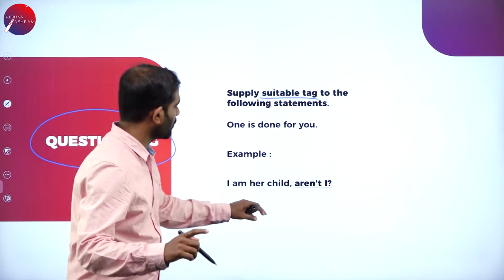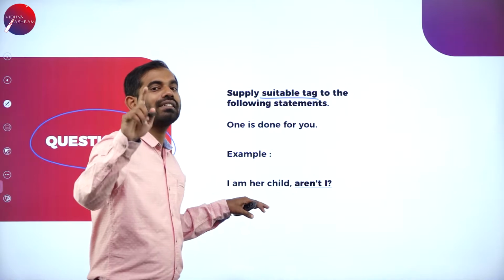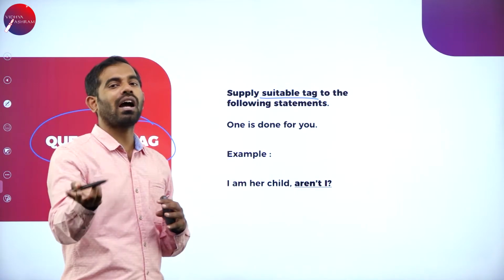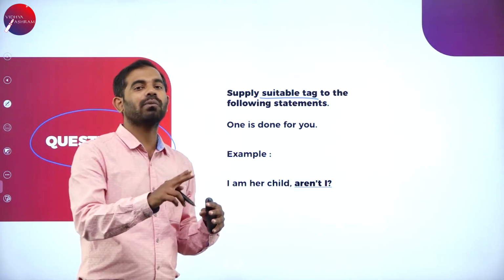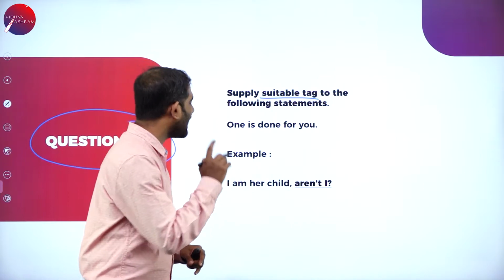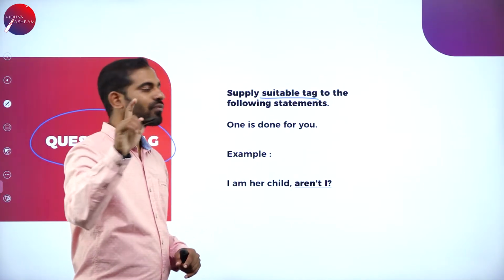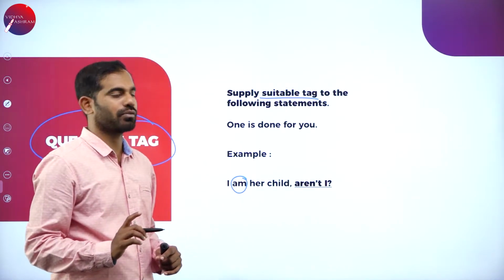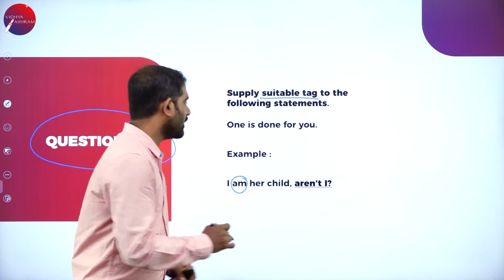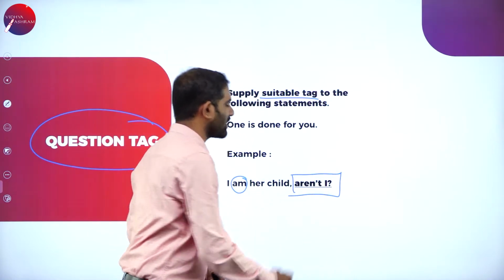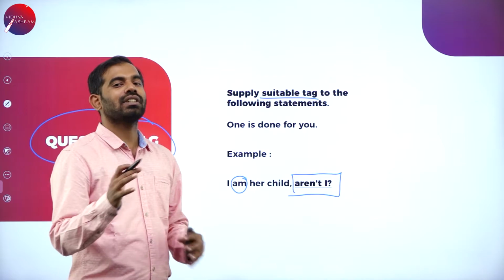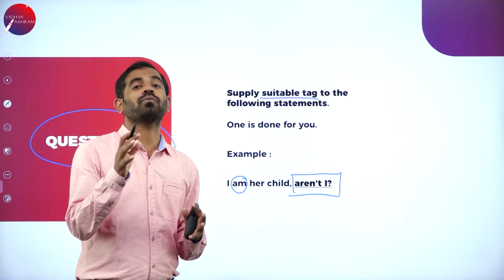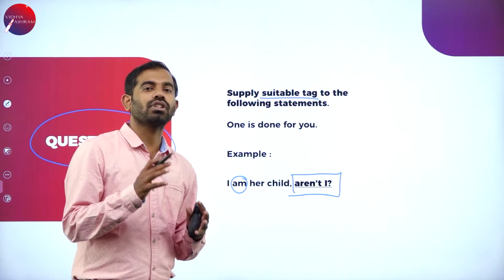Observe the 2 sentences here. I'm going to write on the board. Here in your workbook, there is only 1 sentence. I'm going to make use of 2 more sentences, and I will be teaching you how the question tag will be added in the sentences. I am her child. First thing, as I tell you, identify the auxiliary verbs. I am her child. Here, this is the answer. This is the question tag. How is the question tag framed? Question tag will be framed based on the auxiliary verbs or helping verbs used.